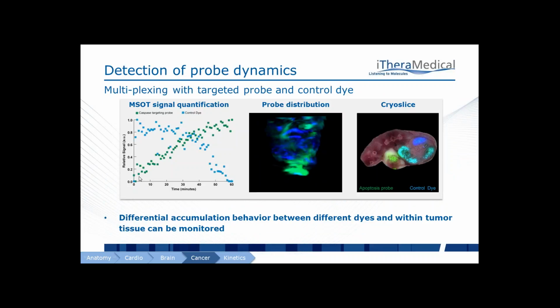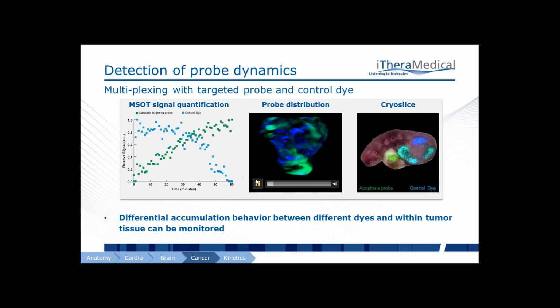In this slide, we show the quantification of this accumulation of signal simultaneously with a control dye. In this case, we injected a caspase binding probe that is depicted in green, and a control dye with a different absorbance spectrum that is depicted in blue. As we can see, the green caspase binding dye increases over the period of 1 hour in the tumor, whereas the control dye circulates for a short while and ultimately clears from the tumor within 1 hour.